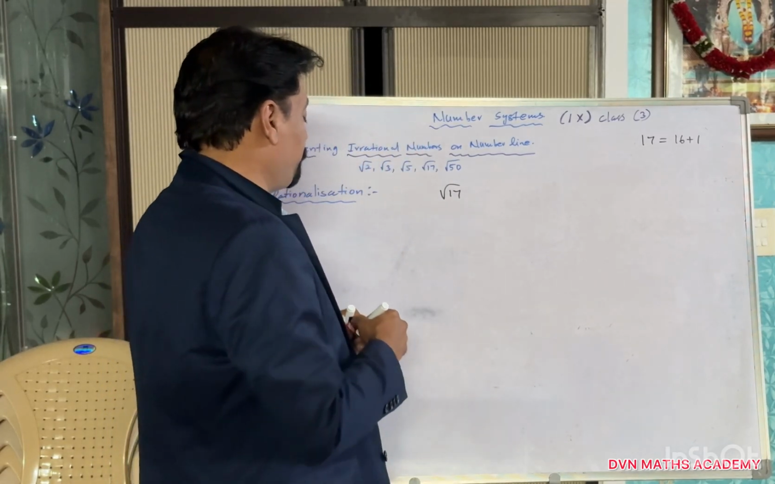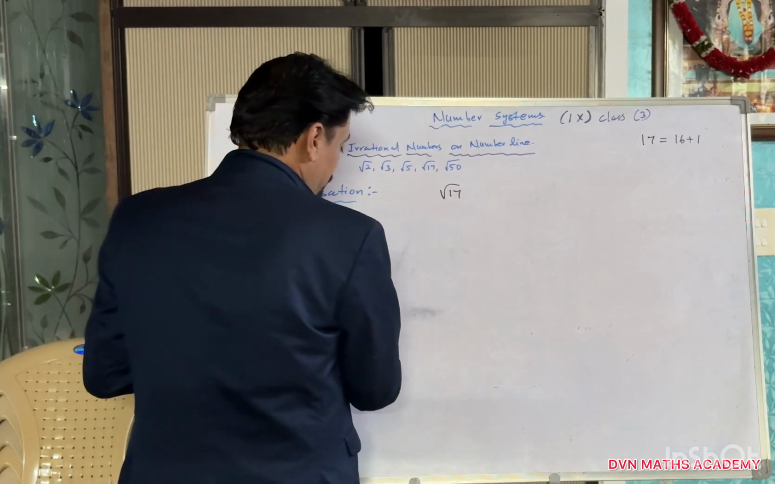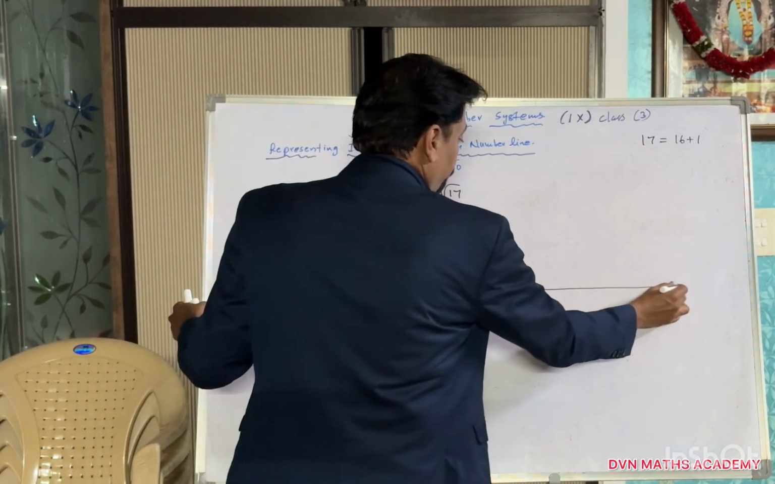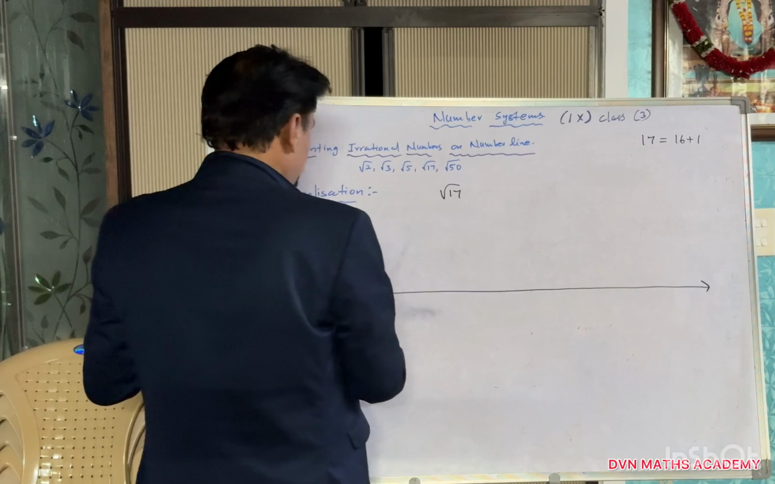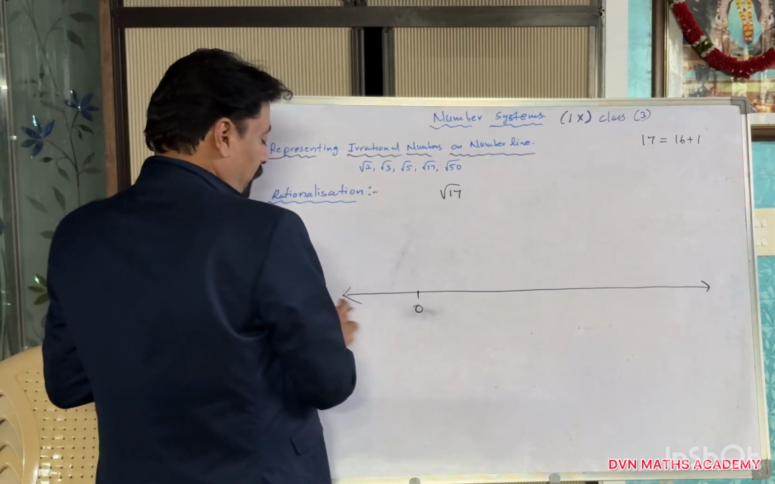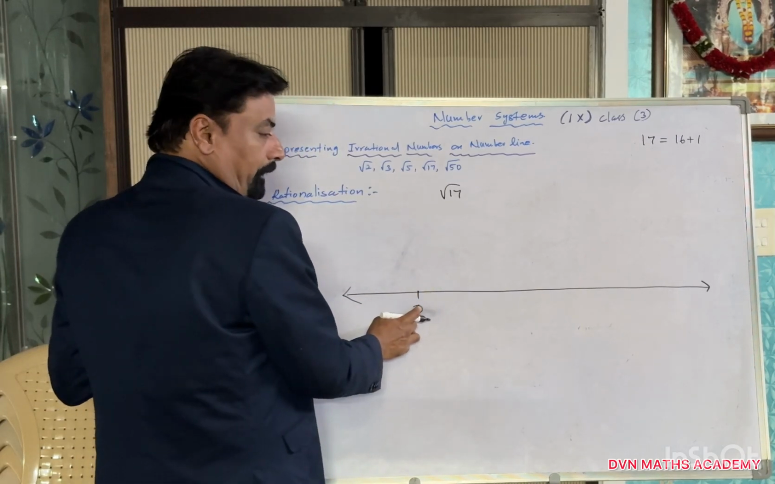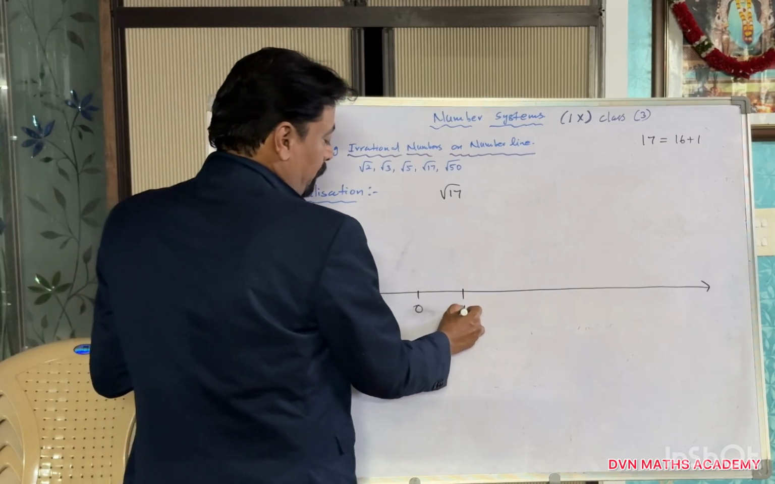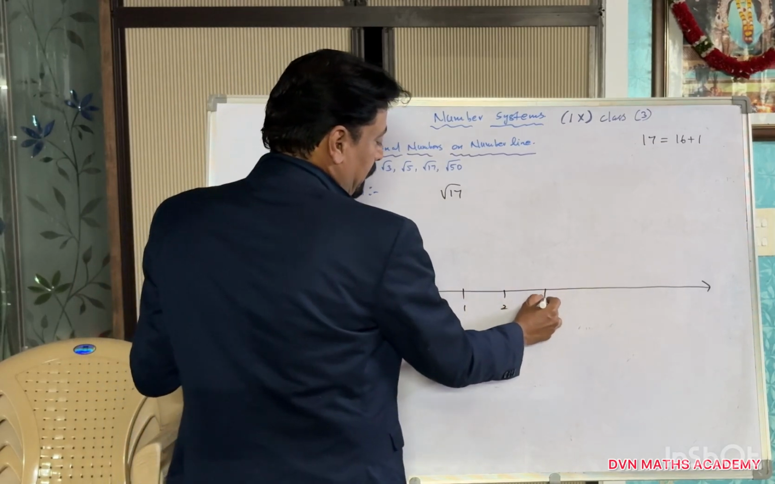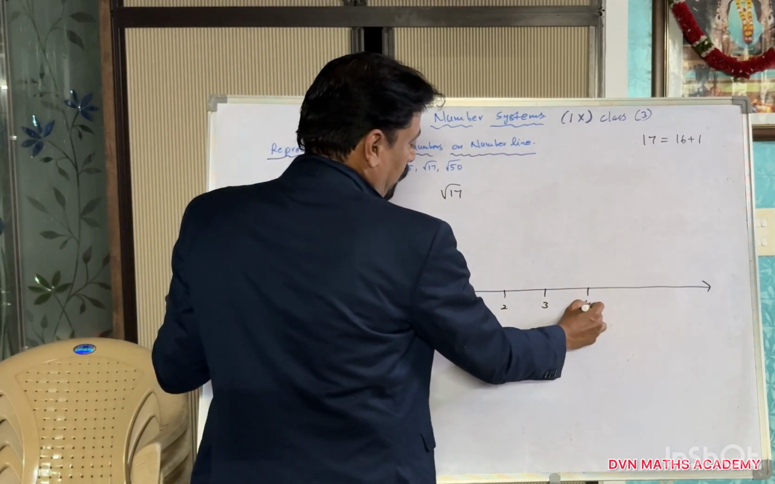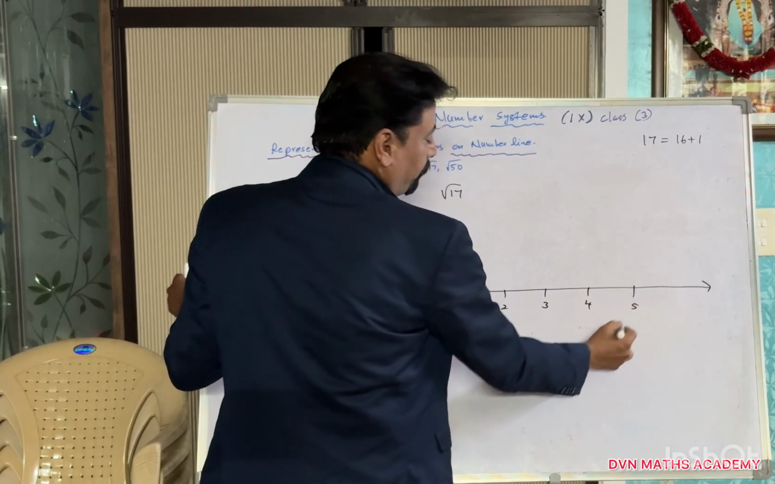So how can I represent root 17 on the number line? You just take a number line. We don't require the repetitive numbers. Therefore, I take 0 here. This is my 1 and 2. This is 3 and this is 4 and this will become 5.